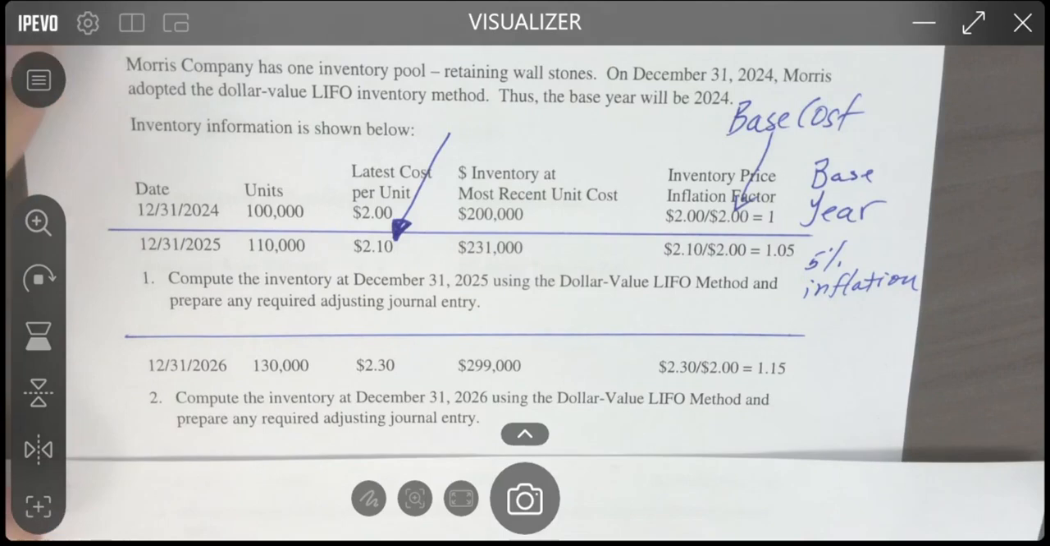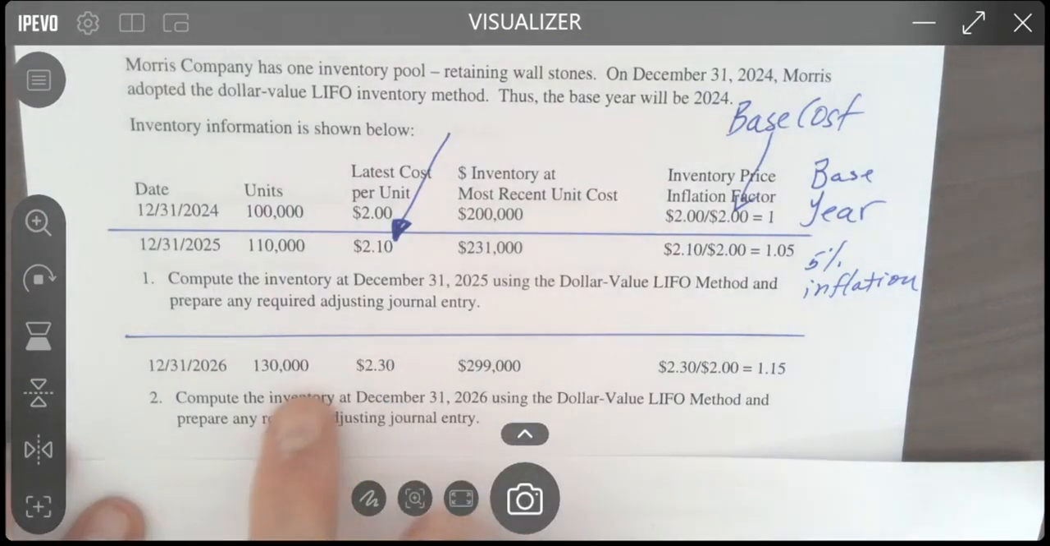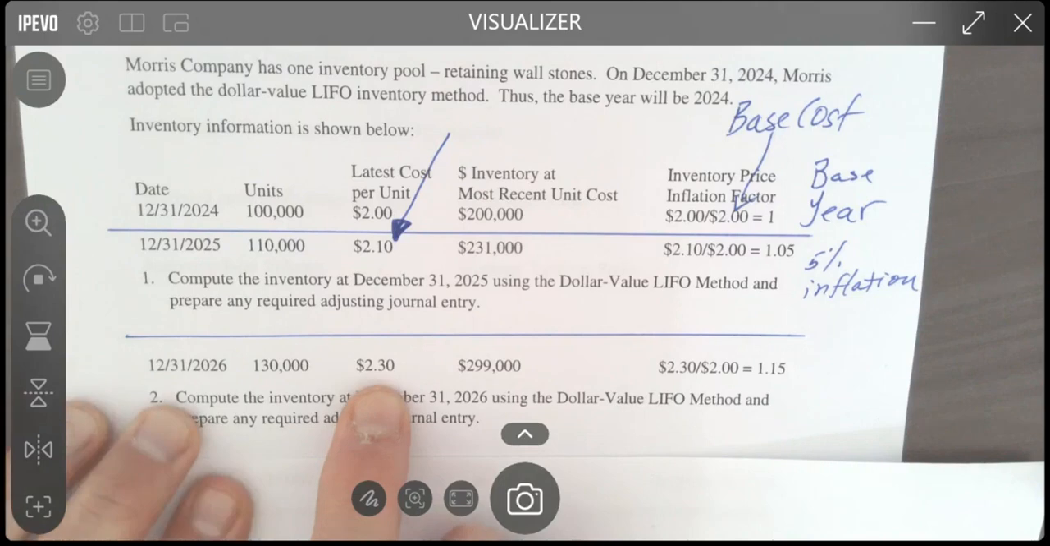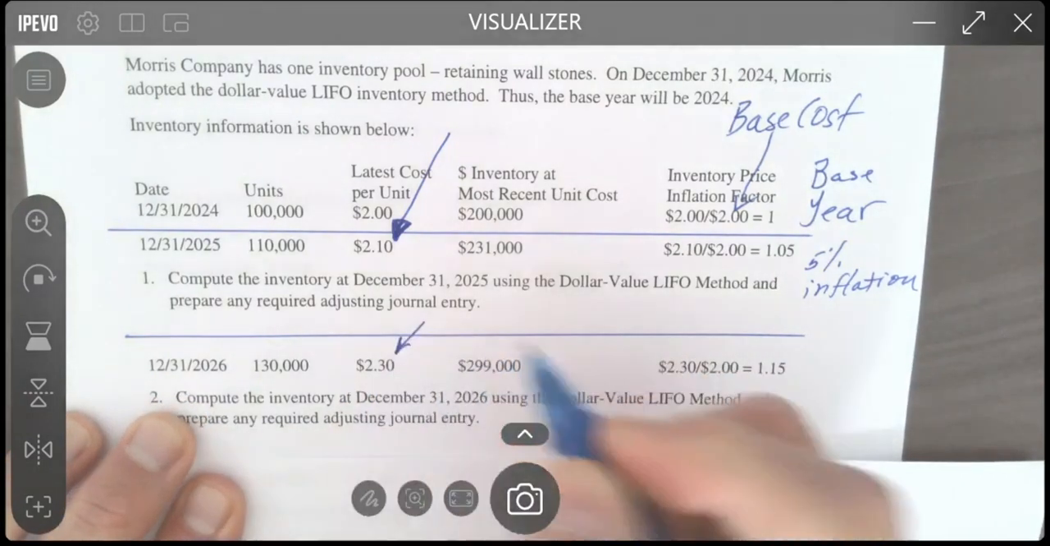All right, welcome back. I hope that went well. You're starting to reinforce the steps because now we're going to use the same steps every year. The steps to applying dollar value LIFO are the steps. And here's 2026. At the end of 2026, we learn that now we have built the inventory even further. It's up by 20,000 bricks to 130,000. And prices continue to escalate. They're now $230 a brick.